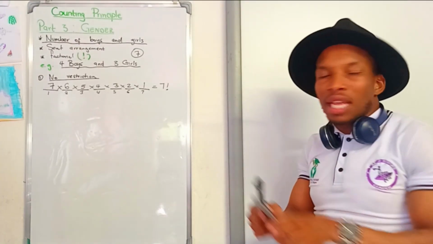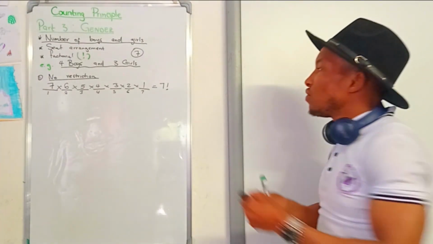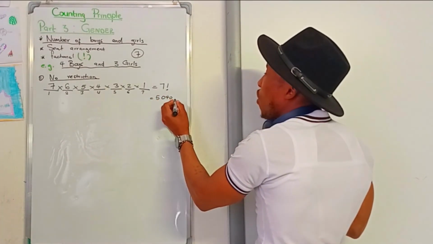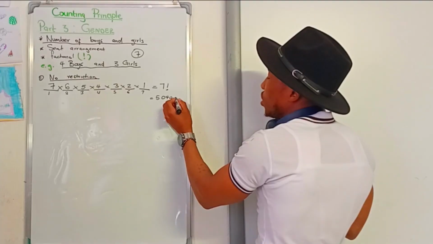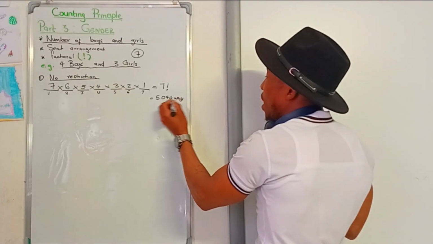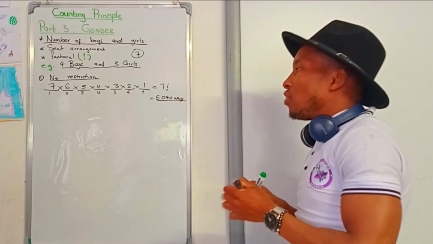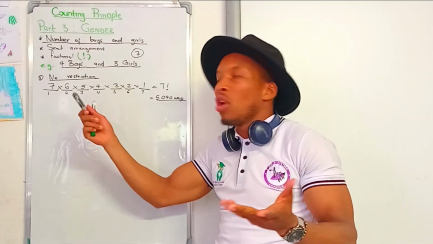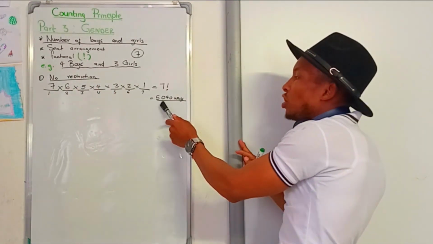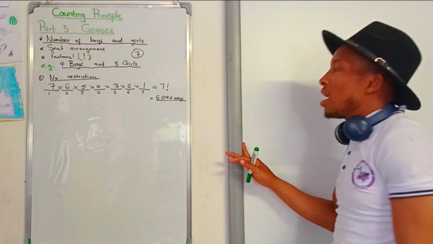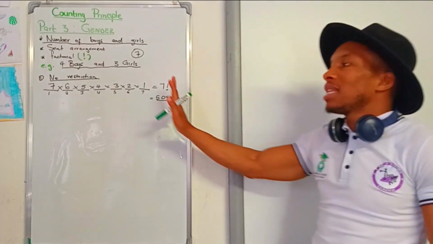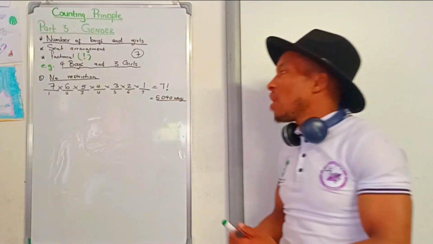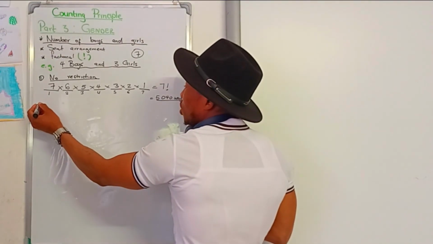7 factorial is the same as 5,040. It's the same as 5,000 and 40 arrangements, or 40 ways. That's just going to happen in this arrangement. Okay. Then we're going to start with a girl, a boy, a girl, a boy, a girl, a boy, until we arrange them in 5,040 ways. That arrangement is just going to happen. All right.